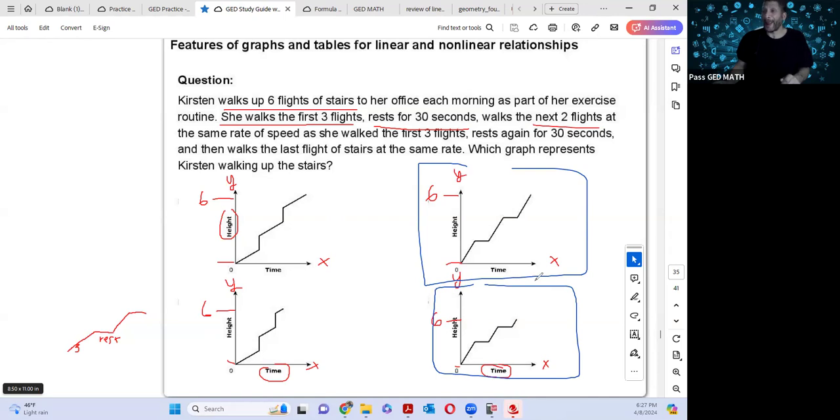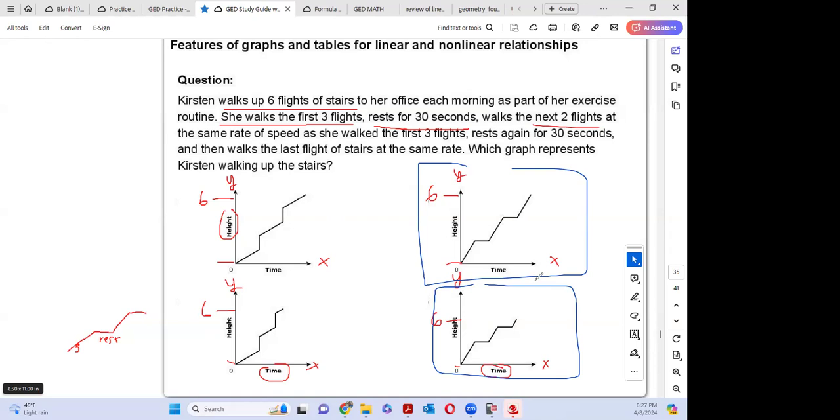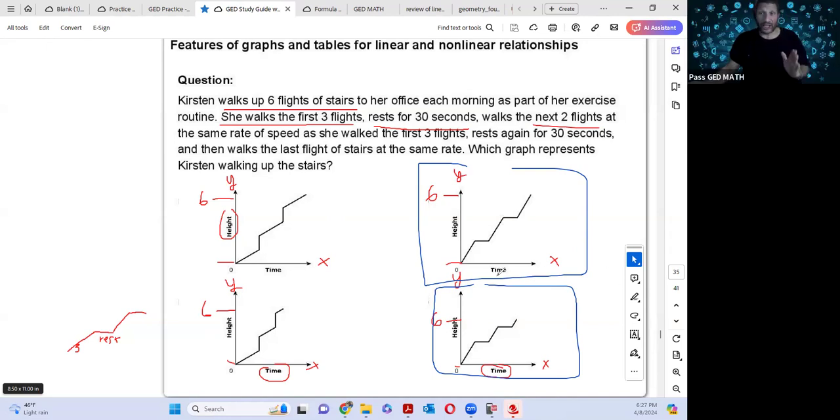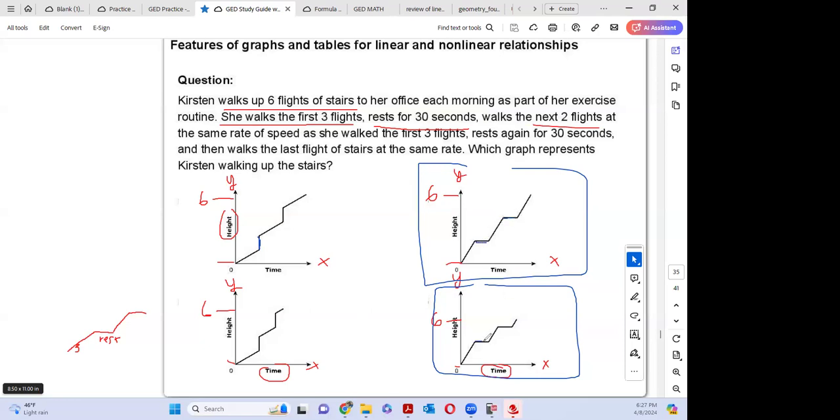Does everybody understand that? Yes, no, maybe? Yes, I got you. Because your x-axis is your time. So if you start at 0 seconds and time increases to 30 seconds, you're moving along that x-axis. So it can't be at the same point here. So it has to be rest. So this is your rest right here.